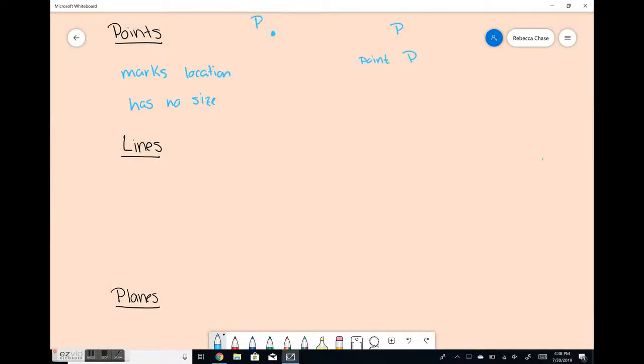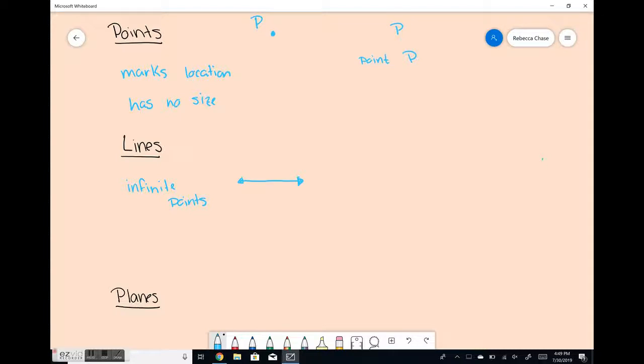Then we look at a line. What's the difference between a point and a line? A line has infinite points on it. If I ask you how many points are on a line, you will always say an infinite amount. When we draw it, it's simply going to look like that. It's always going to have two arrows at the end.